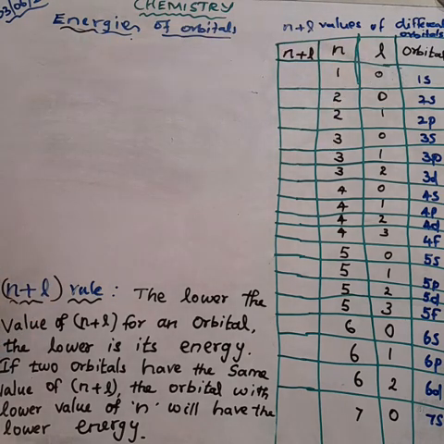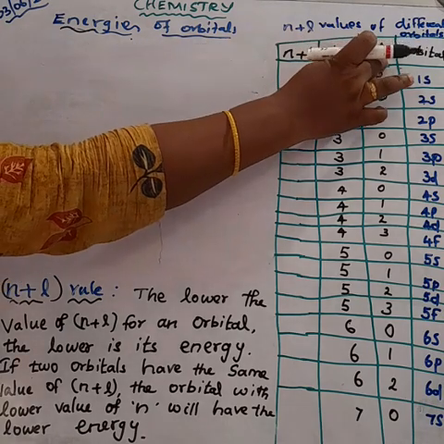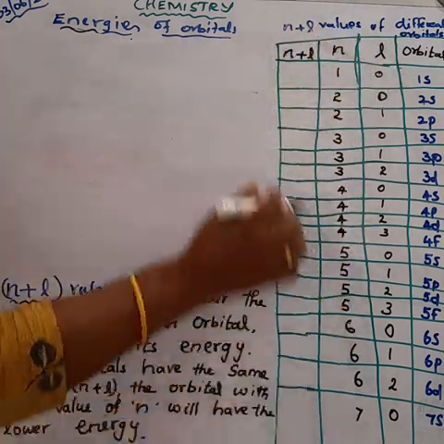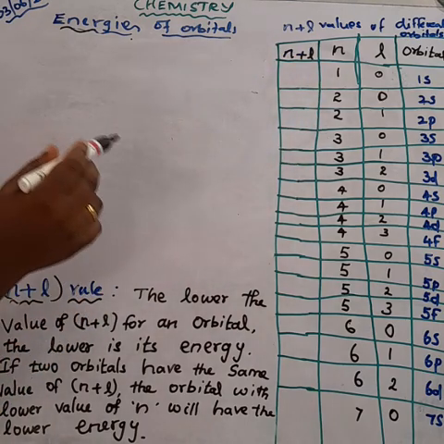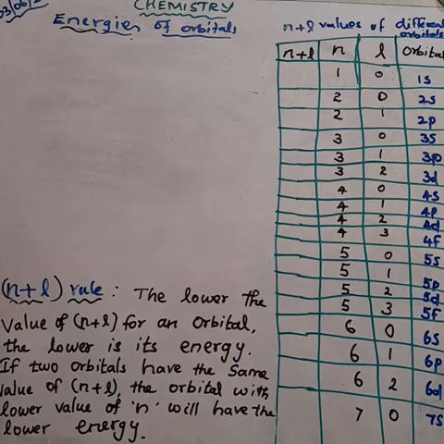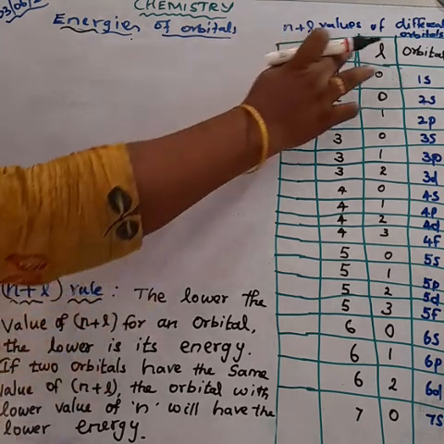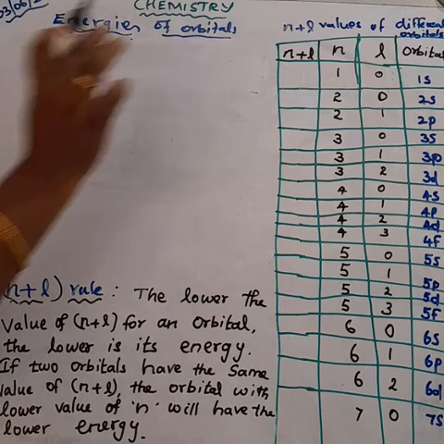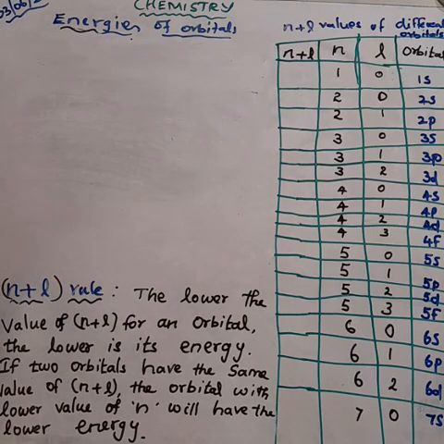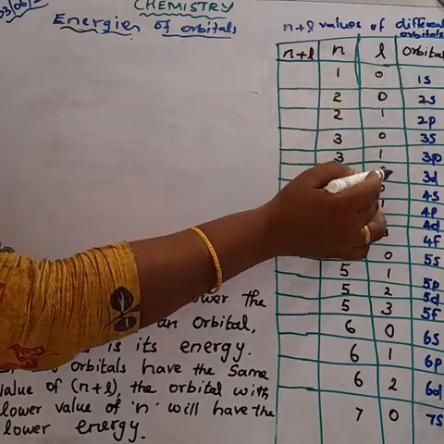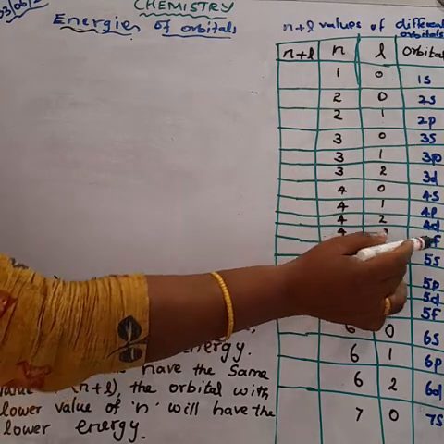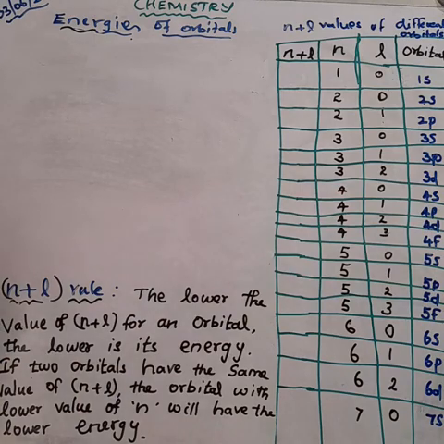Here, this is the n value. The n value means the principal quantum number; it represents the energy levels. And the L value means the subshells; it indicates the shape of the orbital. L equal to 0 means s orbital, 1 means p orbital, 2 means d orbital, 3 means f orbital. We already studied that clearly.